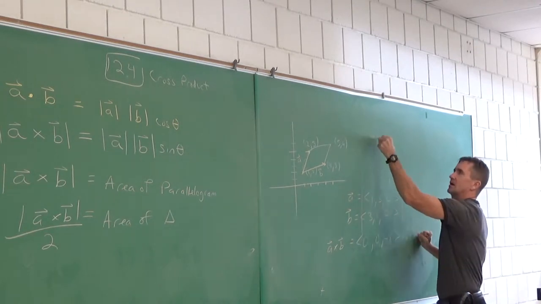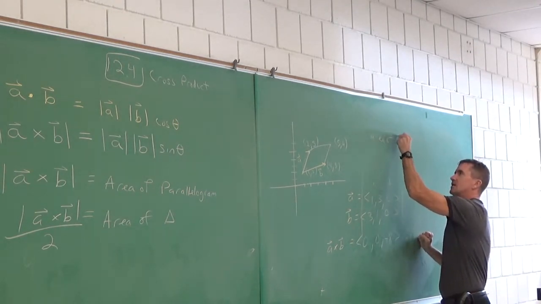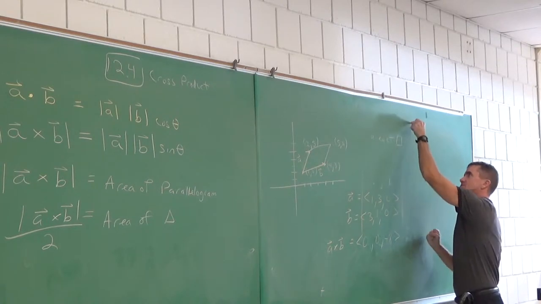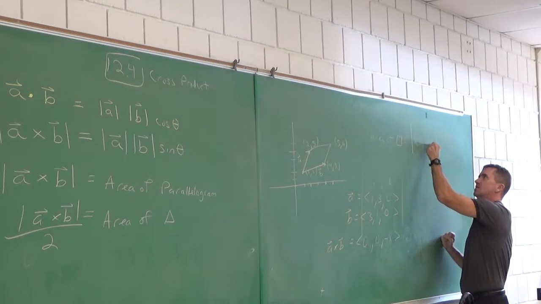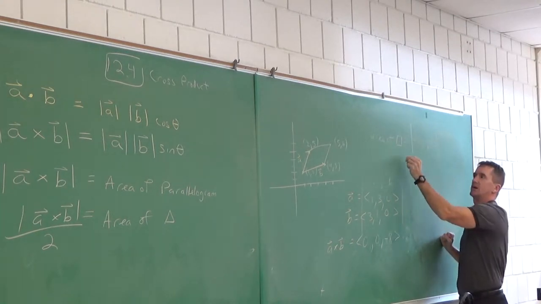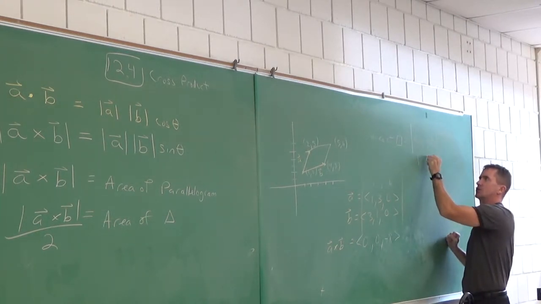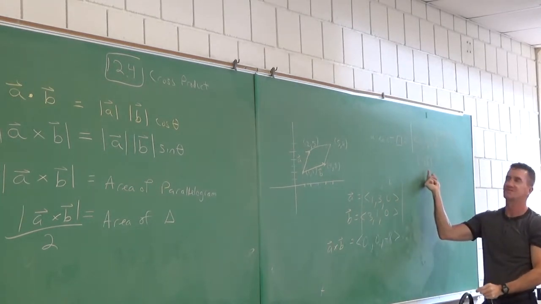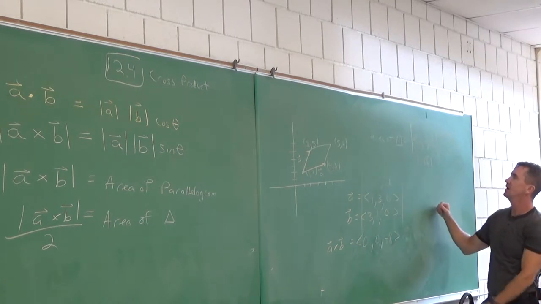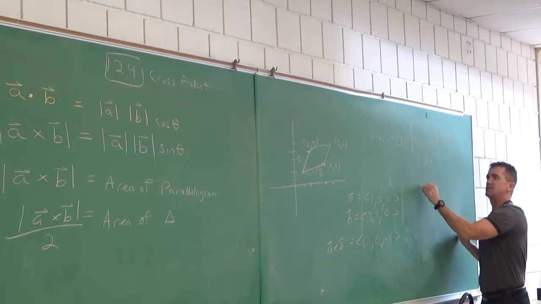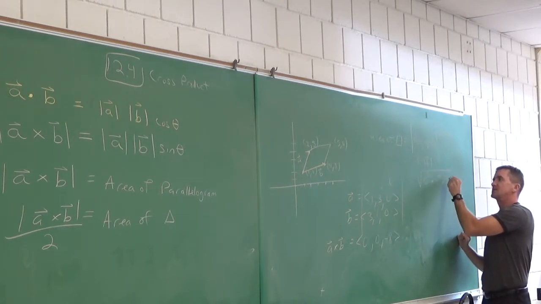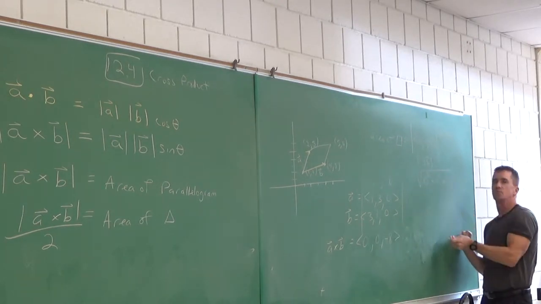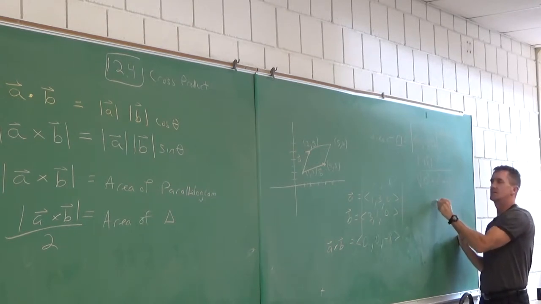So the area of the parallelogram will be the magnitude, so I'll put the bars, of that vector 0, 0, negative 8. Unless you want to write it as the magnitude of vector negative 8k, if you like standard basis form. I'll leave it like that. How do we do magnitude? Square root of 0 squared plus 0 squared plus negative 8 squared, which is 64. What's the square root of 64? 8.